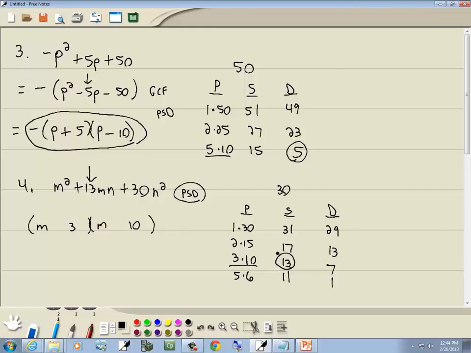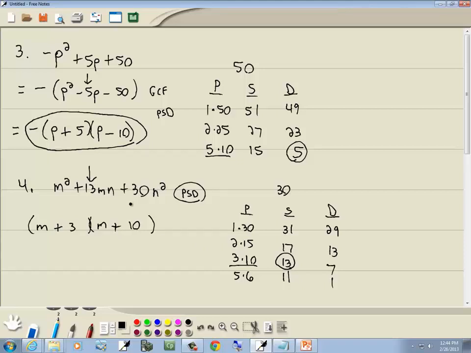Now our note on our signs, the larger number in our P column that we're using, which is a 10, is always going to be the same sign as the middle term, which is positive. The number we circled is in the S column, S for same sign, so if this one's positive, then this one has to be positive.